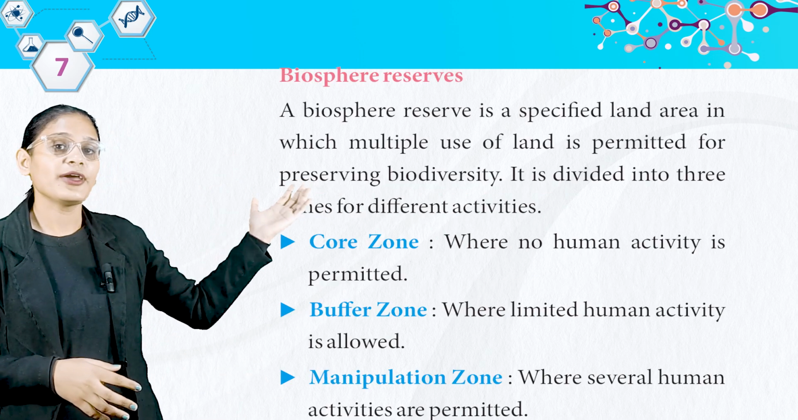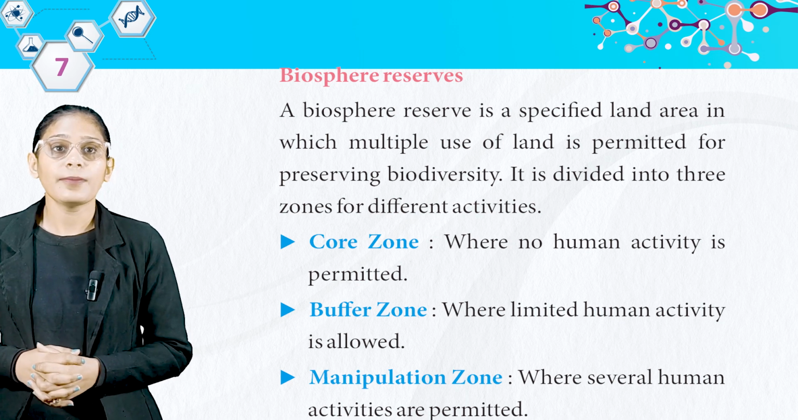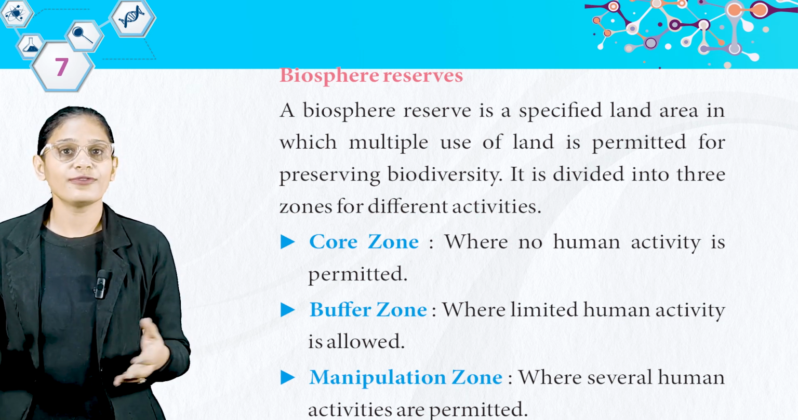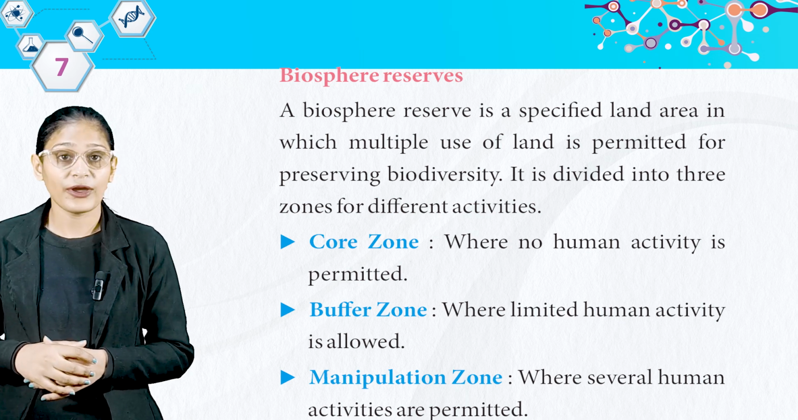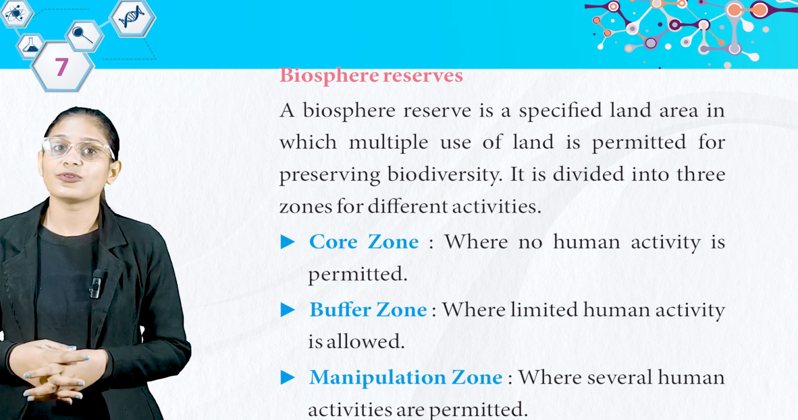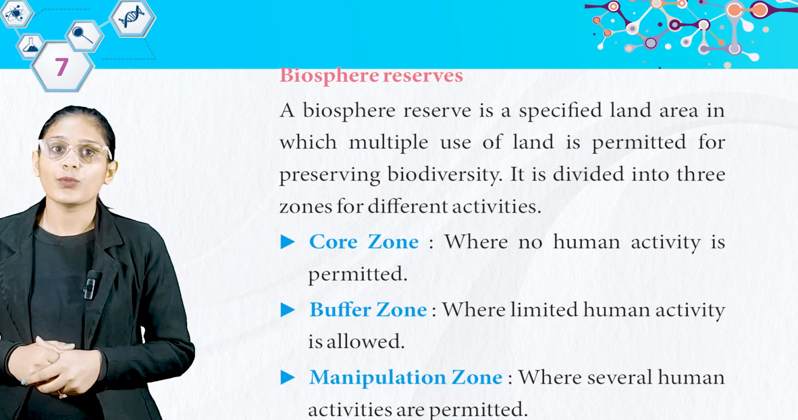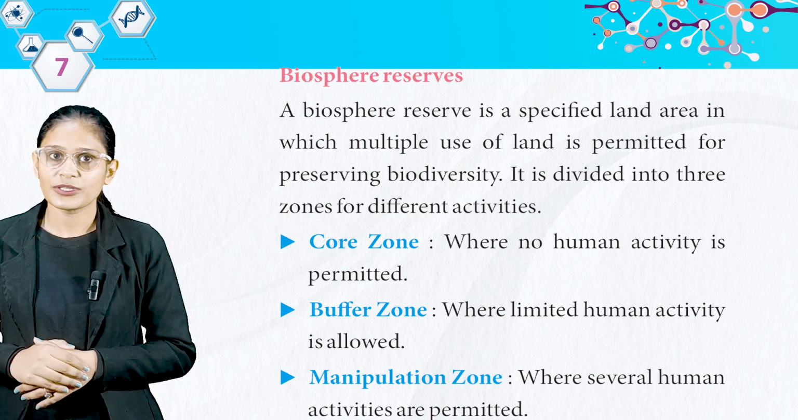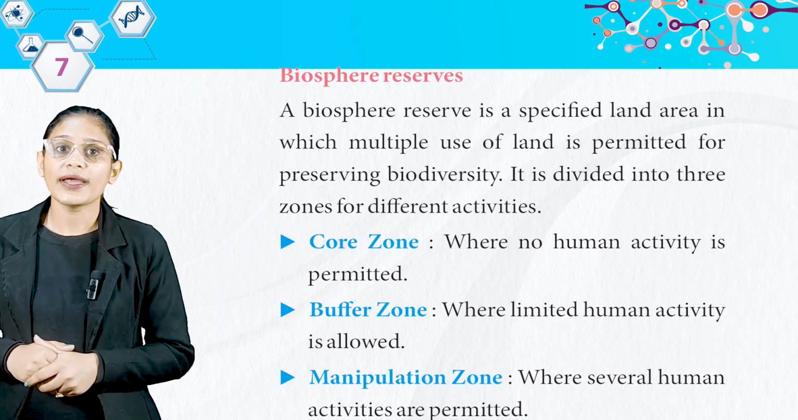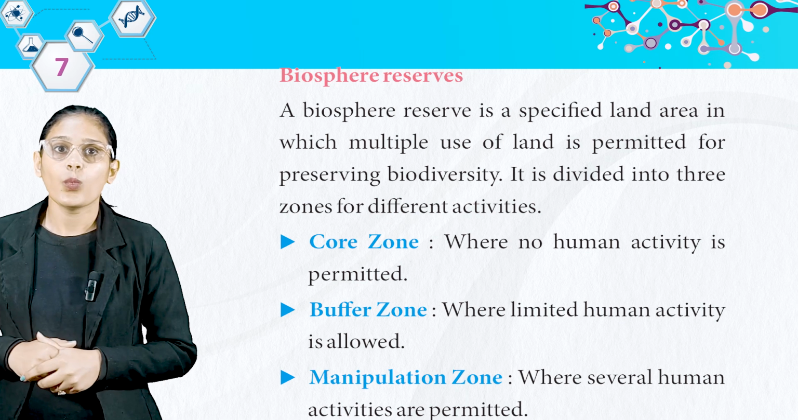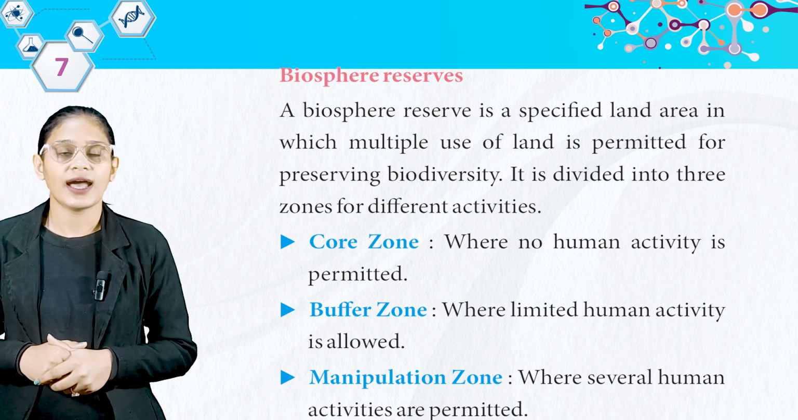Now, biosphere reserves. A biosphere reserve is a specified land area in which multiple use of land is permitted for preserving biodiversity. It is divided into 3 zones for different activities. First, we have core zone, where no human activity is permitted. Buffer zone, where limited human activity is allowed. Then, manipulation zone, where several human activities are permitted.